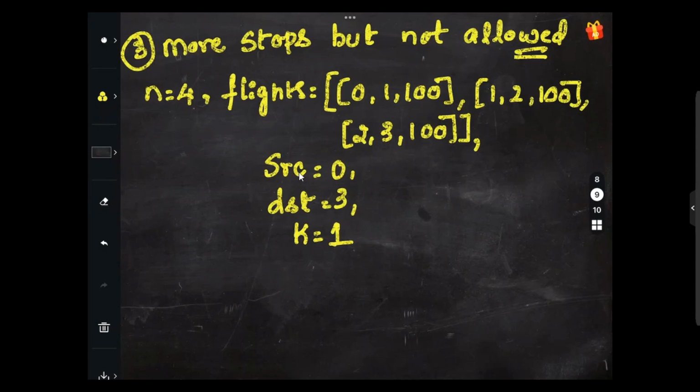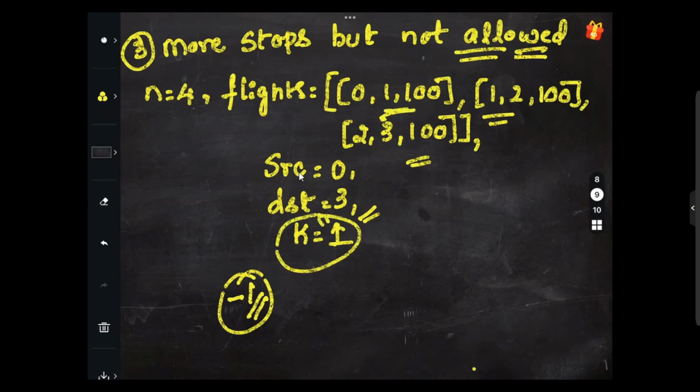So the third edge case is for more stops but not allowed. We have more stops here, k equals 1, but it is not allowed at all because we have to move from source 0 to destination 3 here. In this case, you can just draw the graph and you can just see in this case output will be -1 as well because it requires 2 stops at any cost. If you draw the graph for this one, we will come to know that it requires at least 2 stops, right? But k we have here 1. But here we need to go with the more stops, but it is not allowed in this case, right?